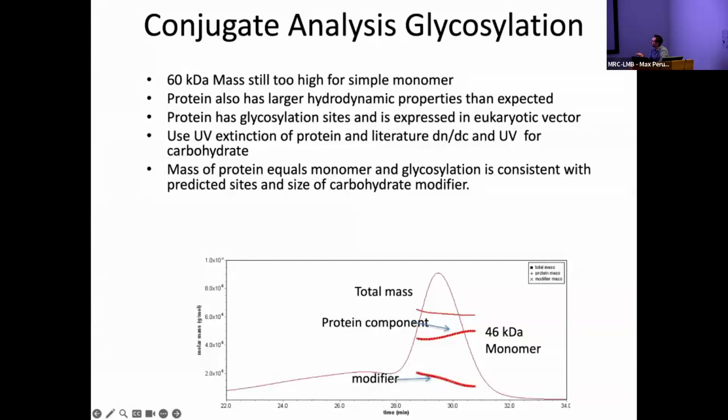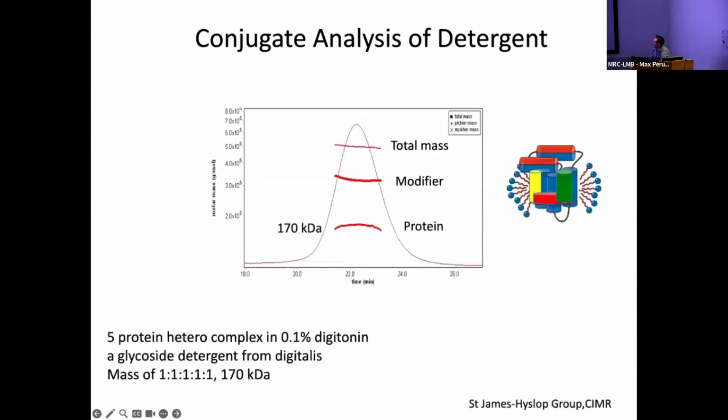So if we use the UV extinction of the protein and the literature dn/dc and UV for the carbohydrate, we can then separate this into the protein component and the modifier. When we do that, we get 3 lines where you can see the protein component is now the correct size. So we know that that extra mass was from the glycosylation. It's also possible to do this with detergent analysis. Again, the total mass came up here, much bigger than the size of the protein.